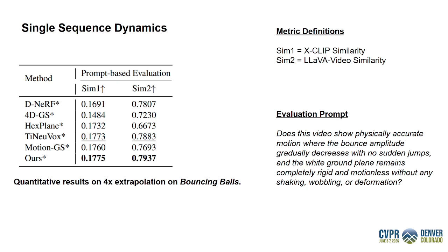Here we use two models. First, an X-CLIP model, and number two, a LLaVA-Video model. With the evaluation prompt: does this video show physically accurate motion where the bounce amplitude gradually decreases with no sudden jumps, and the white ground plane remains completely rigid and motionless without any shaking, wobbling, or deformation?